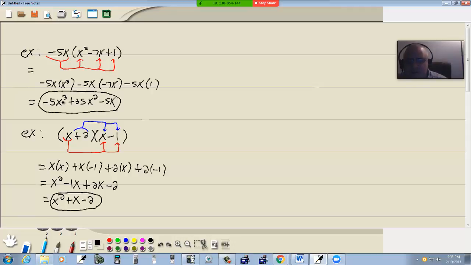Your degree is your largest power of x. There's a little bit more to that, but for college algebra, that's the definition that works best for us. So the degree of this first one here is 3. The degree of this second one is 2.